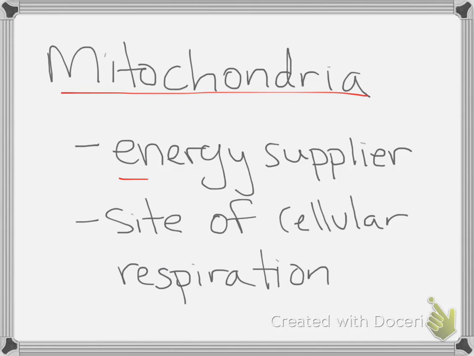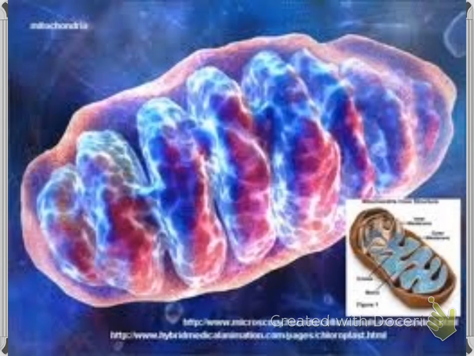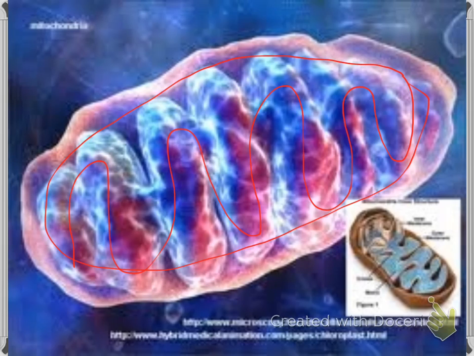Next, we have the mitochondria. This is what we call our energy supplier. It is the site of cellular respiration. That's what you need to know. Here's a picture of the mitochondria. We can see these inner membranes, these folds. This is where the electron transport chain happens. All things that we're going to talk about later on in Module 4.